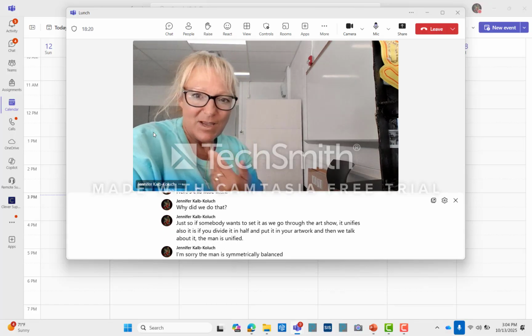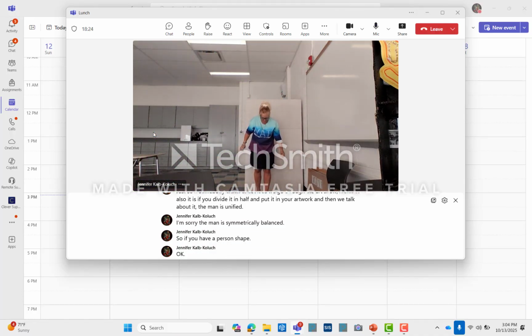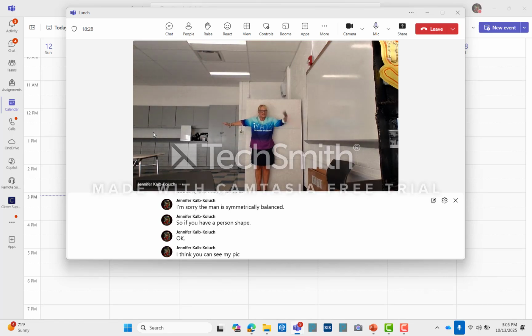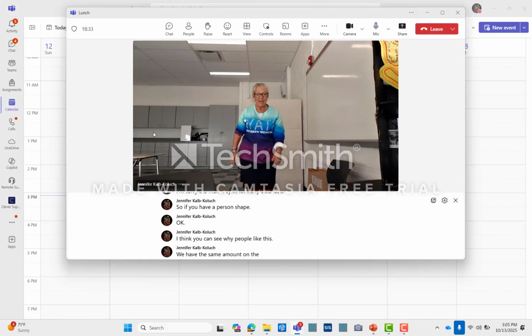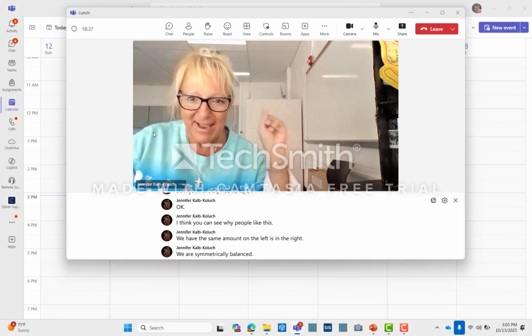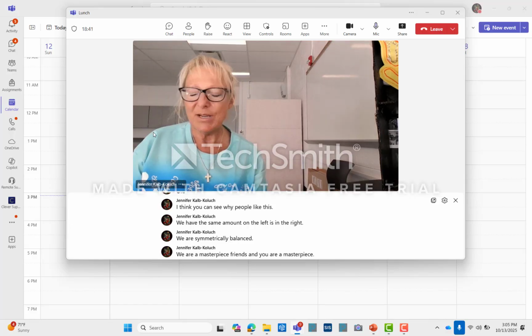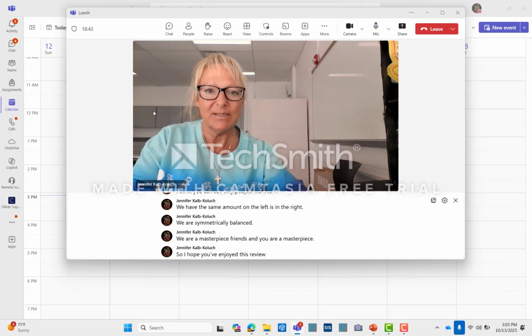So if you have a person shape, okay? Wait, hold on. I don't think you can see my feet, but if we go like this, we have the same amount on the left as on the right. We are symmetrically balanced. We are a masterpiece, friends, and you are a masterpiece. So I hope you've enjoyed this review of Principles of Design.